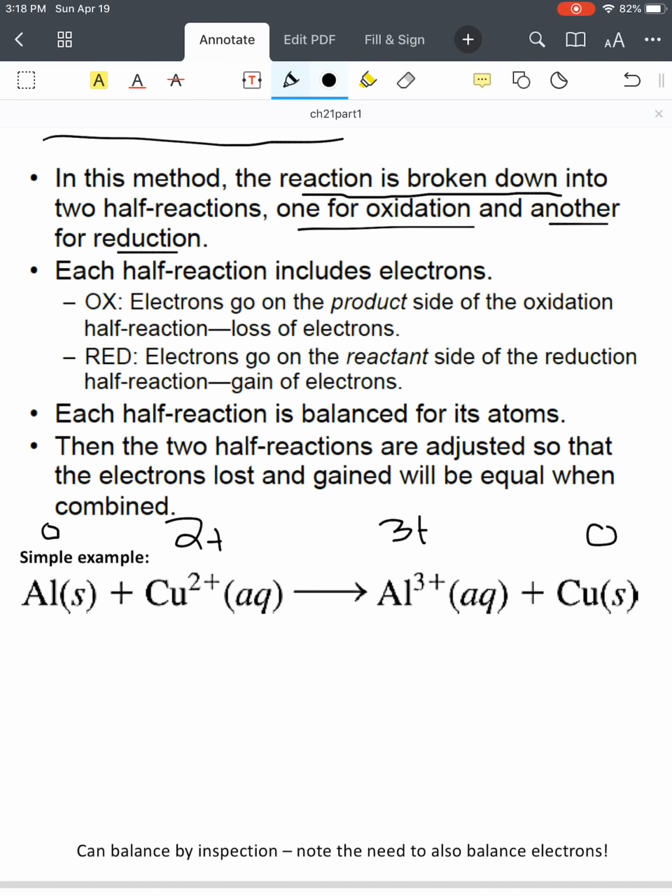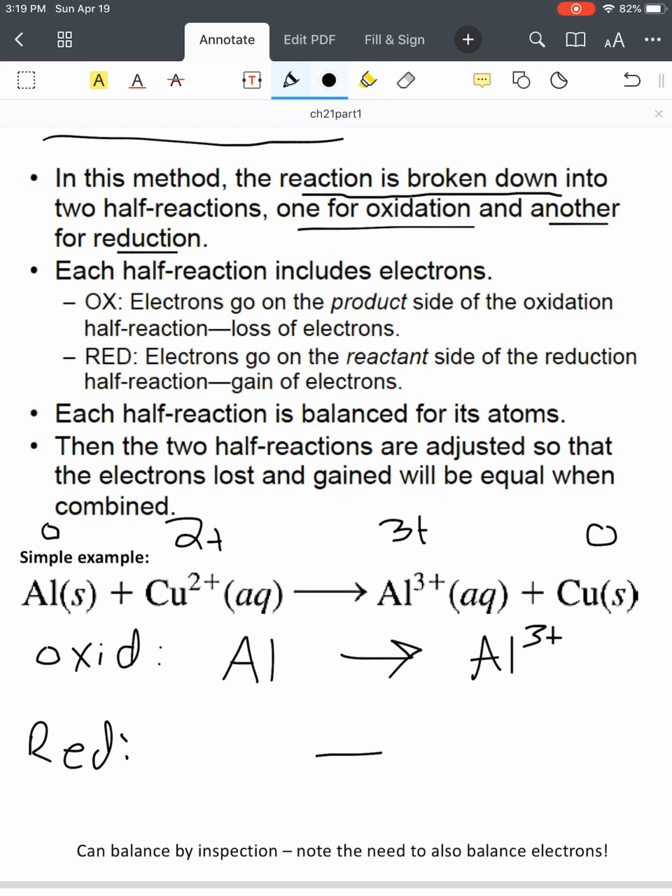Now, could I break up this overall reaction into an oxidation and a reduction half reaction? I bet you I could, pretty easy. What's the oxidation? Isn't it the aluminum going to Al3 plus? And then on the other hand, my reduction is involving the copper 2 plus being converted to copper solid, or copper 0 oxidation number. So these are my two half reactions.